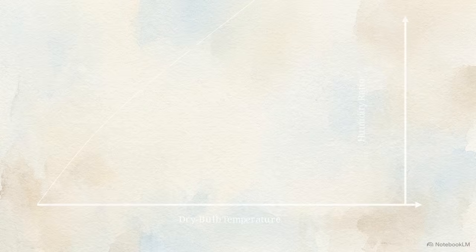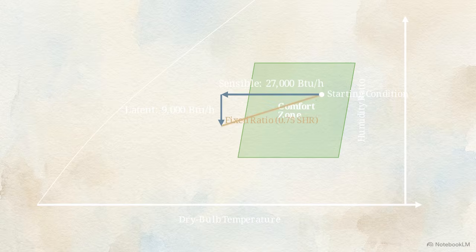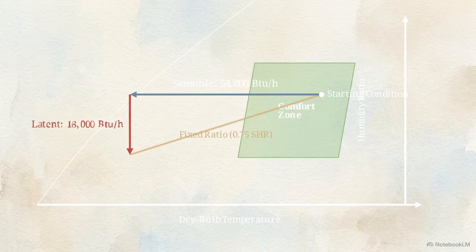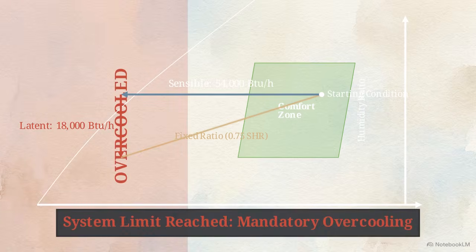This animated psychrometric chart shows how a standard 36,000 BTU per hour load is broken down. The total load resolves into a horizontal vector of 27,000 BTU per hour of sensible cooling and a vertical vector of 9,000 BTU per hour of latent cooling, permanently locking the SHR slope at 0.75. The failure mode emerges when occupancy suddenly spikes, driving up the latent moisture load. The PTAC cannot dehumidify that extra moisture without also drastically overcooling the sensible room temperature, pulling the system completely out of the required comfort zone.